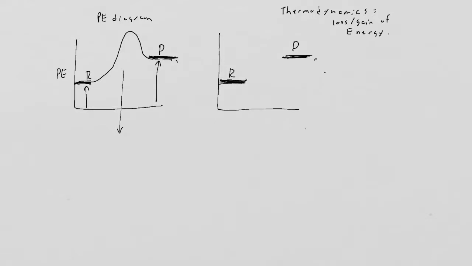This video is on thermodynamics, which is about the loss or gain of heat energy during a chemical or physical change. Now, you might remember this potential energy diagram. It's very familiar to you. There were the reactants on the left right here, and you had your products on the right. Then you had the hill in the middle of it.